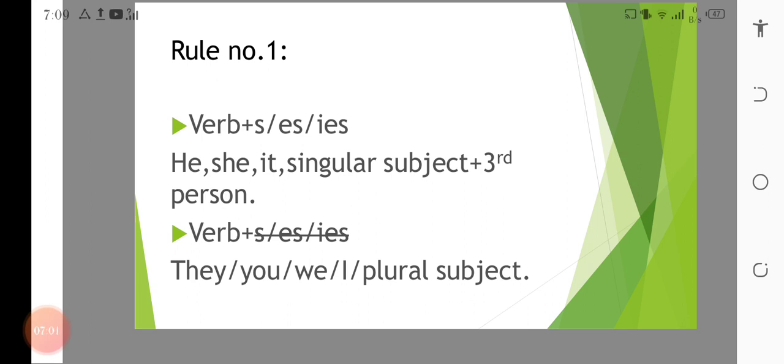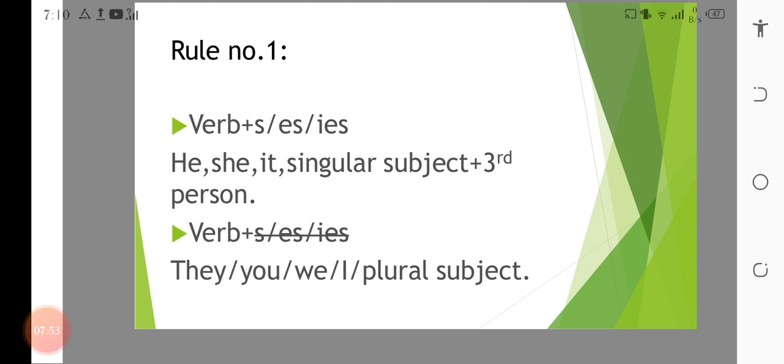But why have I written here the third person? So that if any confusion is arising in your mind, I can tell you. Have you noticed that I have written I in the second heading? Why? I is singular. I is not a group of people. So why are we not using verb plus S, ES or IES with I? This is the rule you have to remember. The rule is that we put verb plus S, ES, IES only with the singular subject, which is also the third person. I is not a third person.